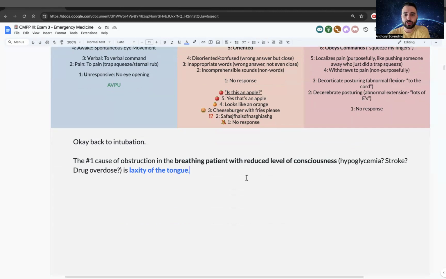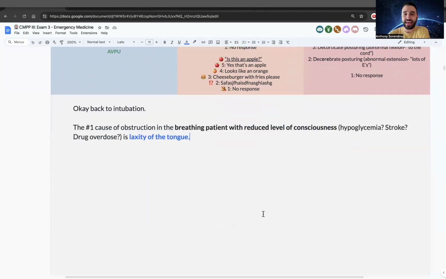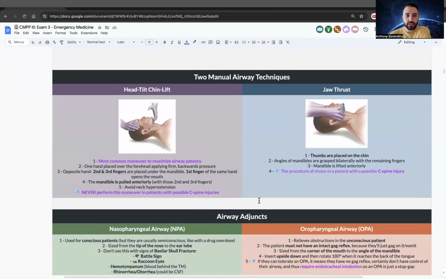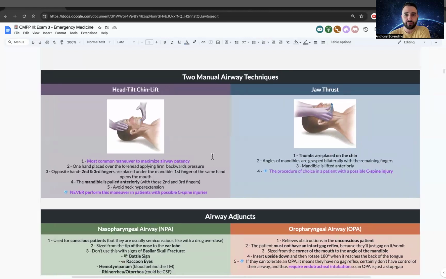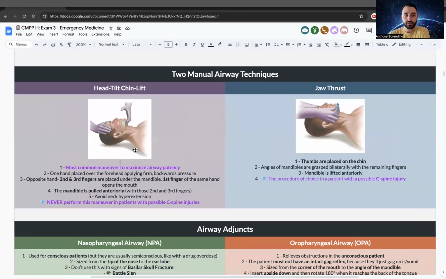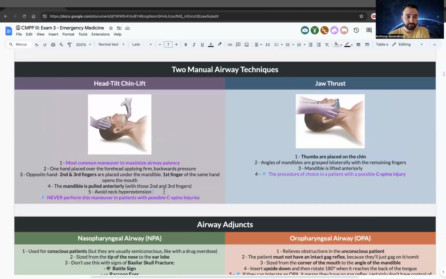Number 1 cause of obstruction in the breathing patient with reduced level of consciousness is going to be laxity of the tongue. All right, so then you have these 2 methods here. Just know that the head tilt chin lift is going to be the one that is preferred unless there's a possible C-spine injury. So this is the most common one that is used, but you could tell you're pushing downward on the head. So that's not going to be good for the cervical spine.